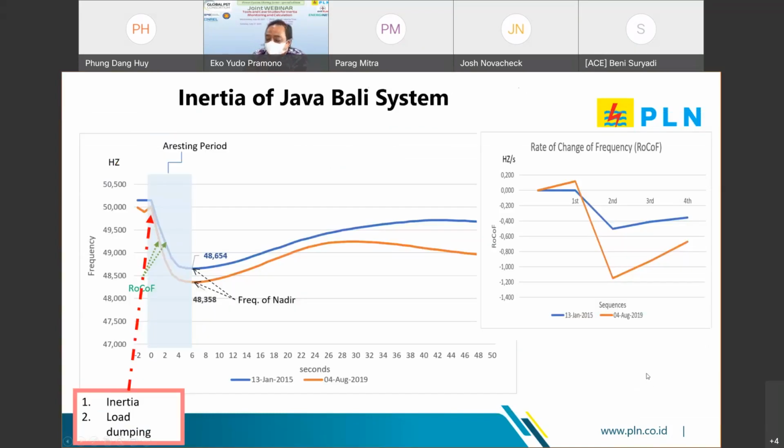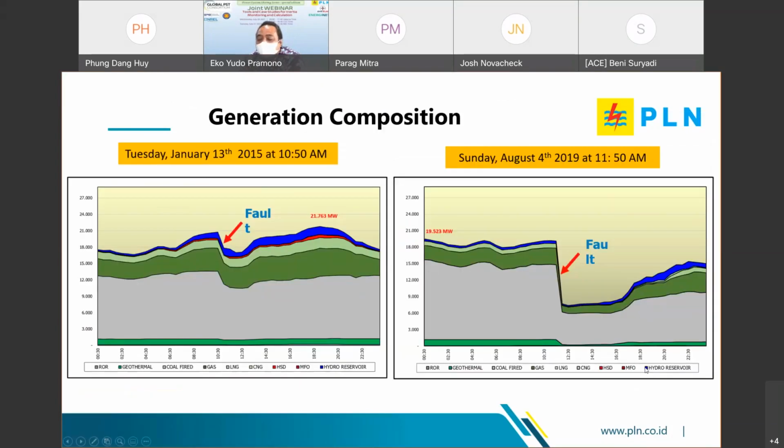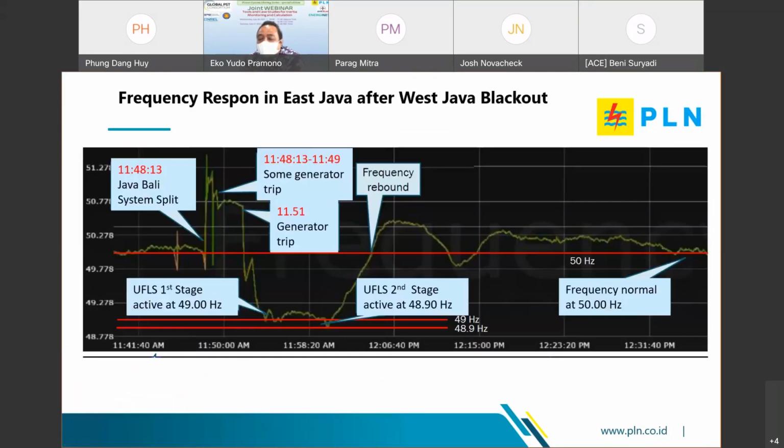Okay, this is a frequency response. This is a very interesting case. Frequency response in West Java.